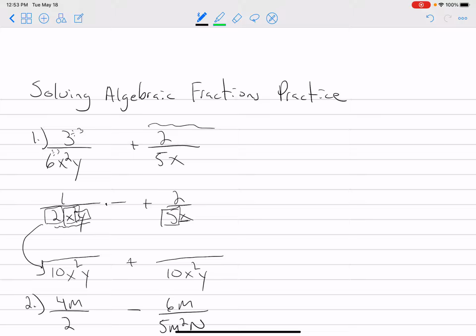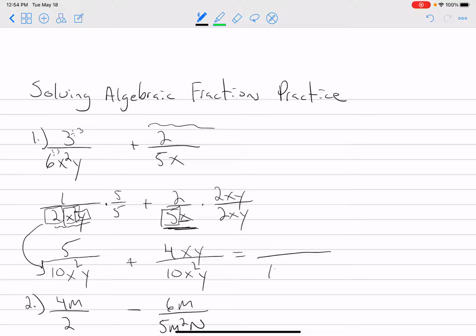So now, how am I going to turn 2x squared y into 10x squared y? Well, all I got to multiply by is 5, because I have the x squared y's. So this equals a 5. How am I going to turn 5x into 10x squared y? Well, 5 times 2 will give me the 10. I have 1x, but I need 2. I don't have any y's here, so I need a y. 2xy. So that leaves me with a 4xy.